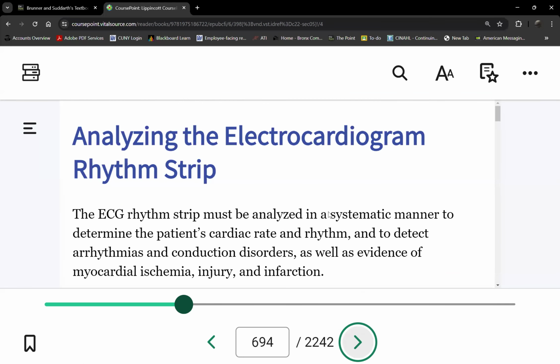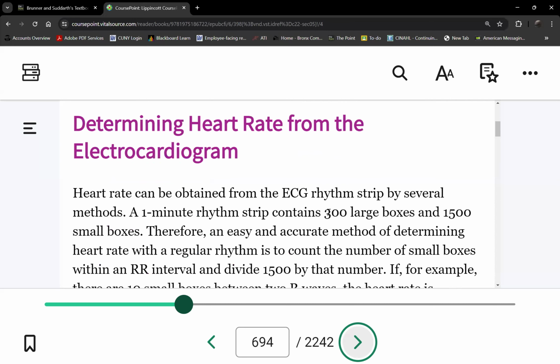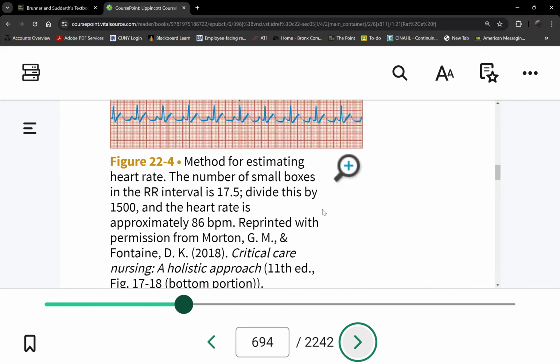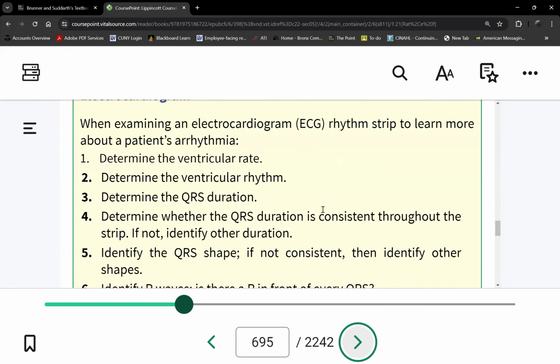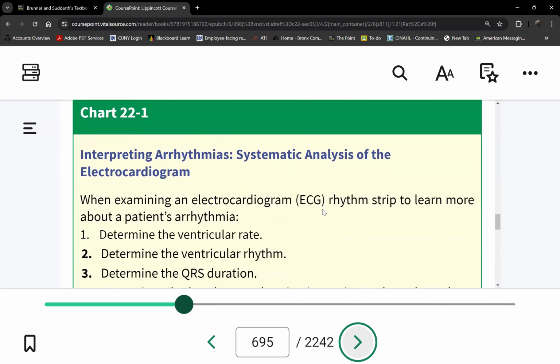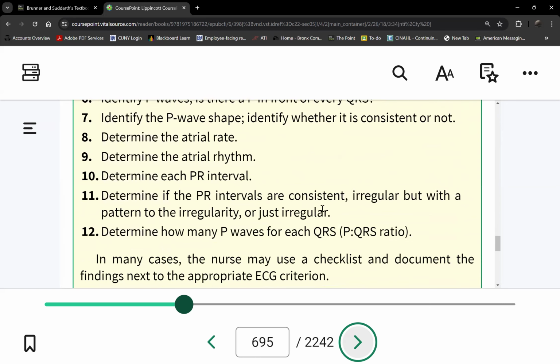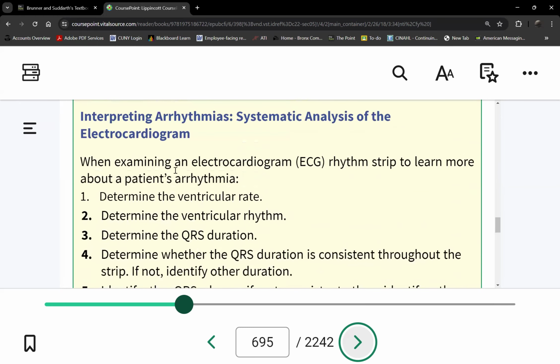Okay, moving on. There are a few steps we need to follow when looking at a rhythm strip. Here are the steps, chart 22-1. I won't follow all the way to 12. For us, again, we are basic nurses. We just need to know enough for the NCLEX. Plus, we only have less than 2 hours to finish this lesson.